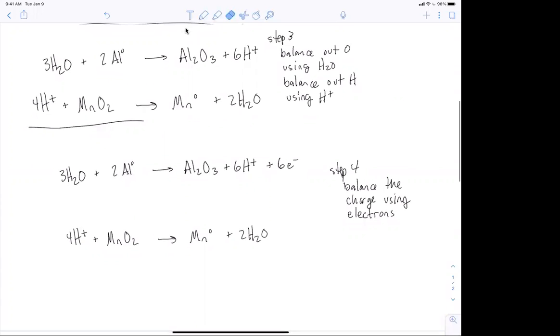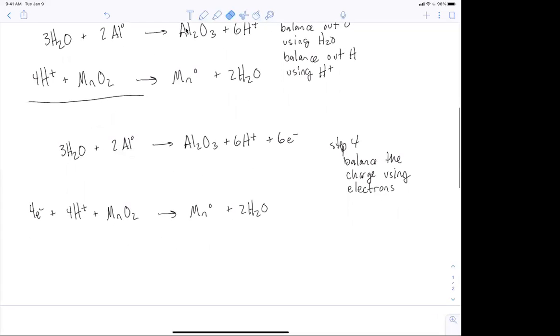And I can come down here and deal with this one in the same way. Say, okay, what's my total charge on this side of the equation? It's 0. What's my total charge on this side of the equation? It's plus 4. And so I want to balance this out, so I add 4 electrons to the left-hand side of the equation. And now everything is balanced out. Okay, so we're getting there.